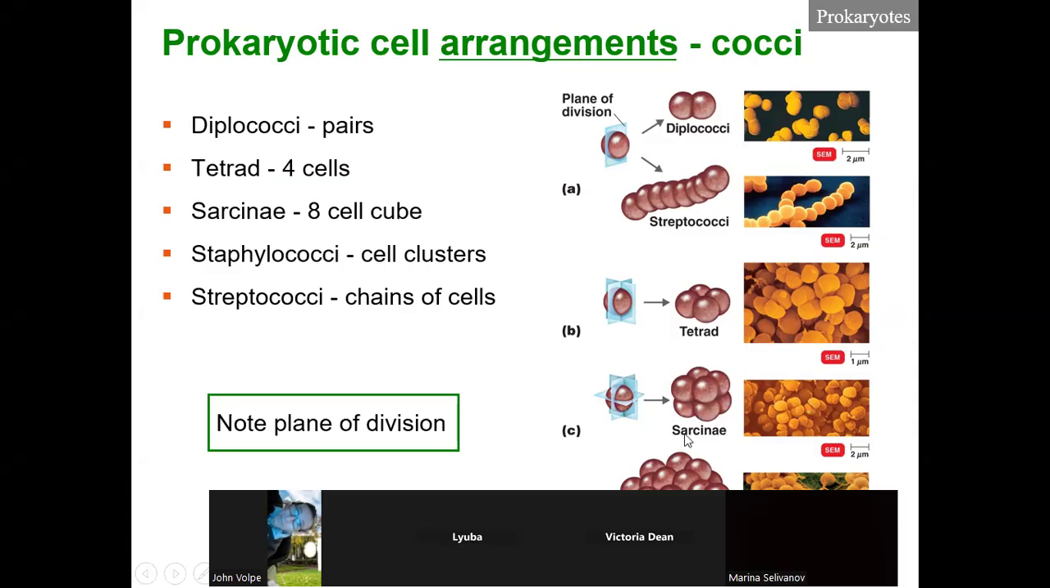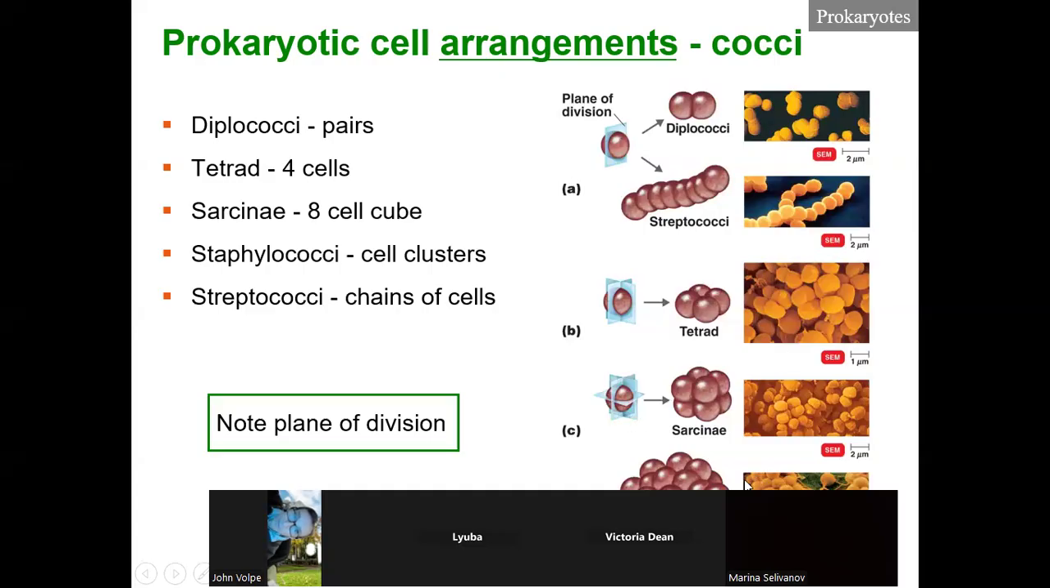You can take a look at the plane of cell division. This one divides only in one plane, which is why it forms diplococci or streptococci. This one splits into two, that one then splits into two, and then that one splits into two, making a streptococci. And then the tetrads have two planes of division along the y-axis and the x-axis. The sarcinia and the staphylococci have three planes of cellular division.